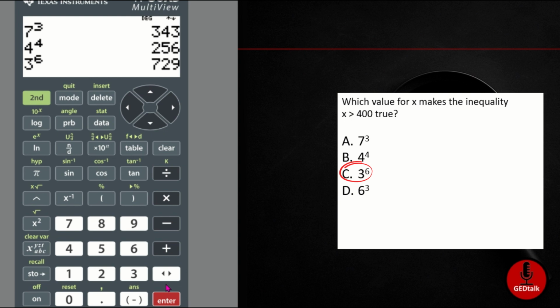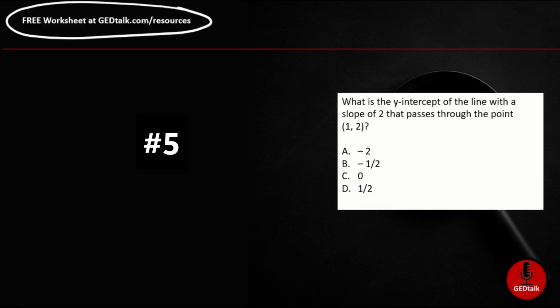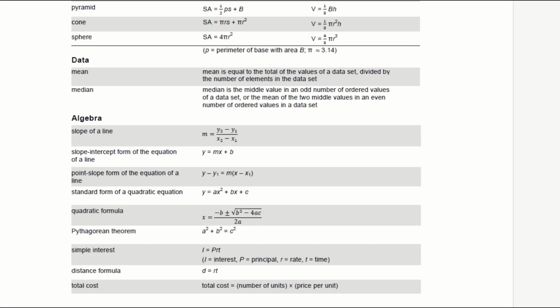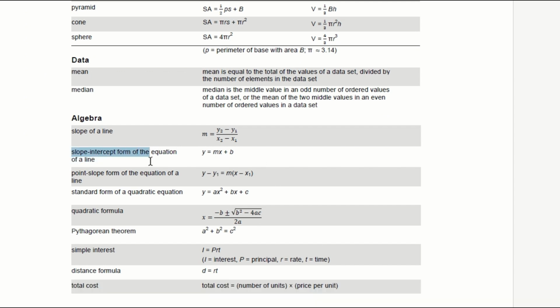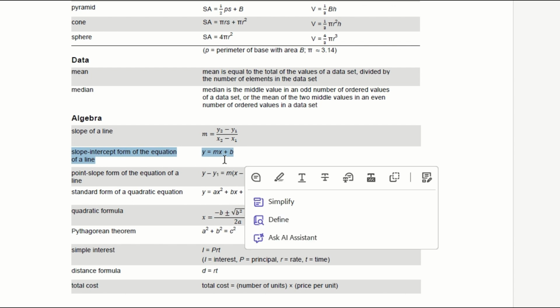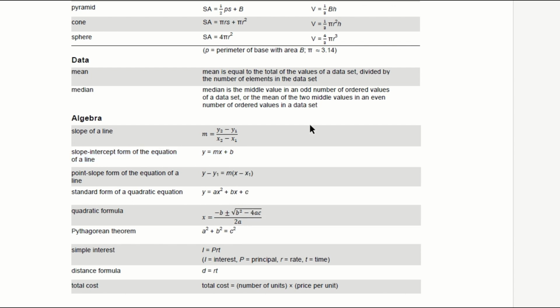C is our answer. This problem reads, what is the y-intercept of the line with a slope of 2 that passes through the point 1, 2? So something that you want to definitely pay attention to is the fact that this says, what is the y-intercept of the line? And remember, folks, when you have your formula sheet in front of you, in the algebra section, the second formula that we see, y equals mx plus b, is what we're going to use to help us out again in this problem.